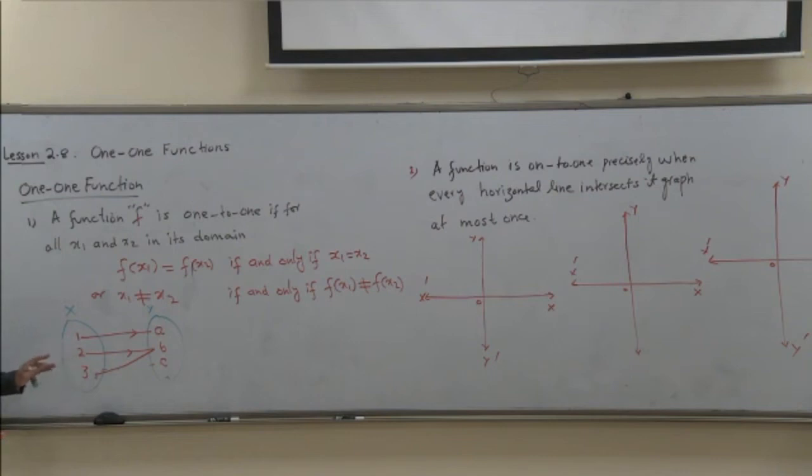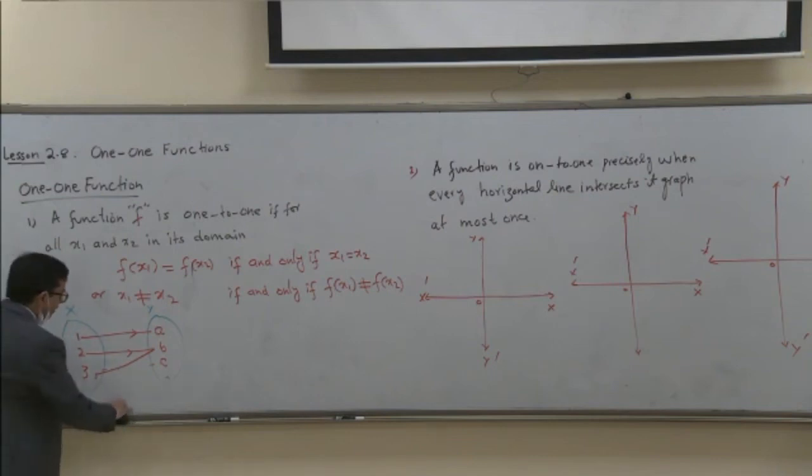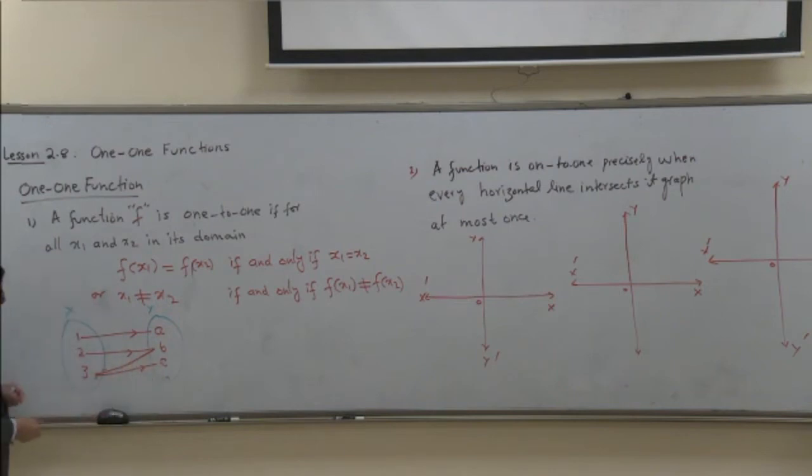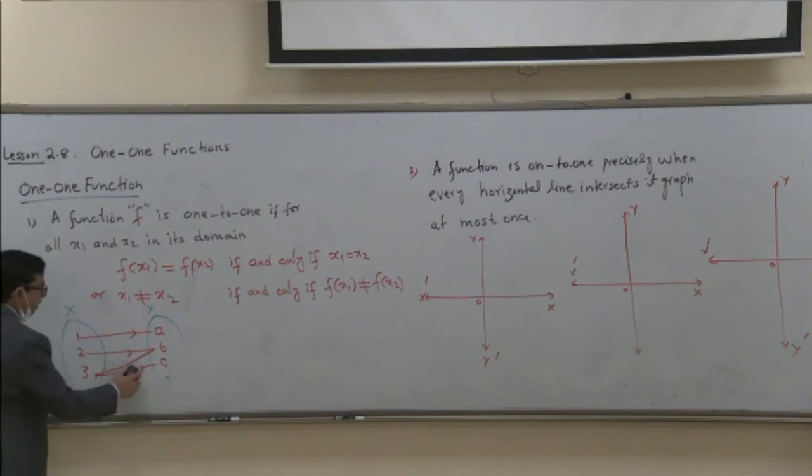So it is acceptable. Now, what happens if I join this one with this one? Not a function, because this element has two images over there. This female has two husbands, not allowed. It is not a function. So the function definition is very much clear.